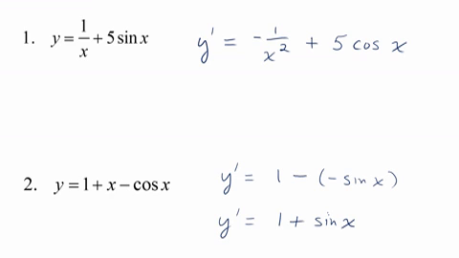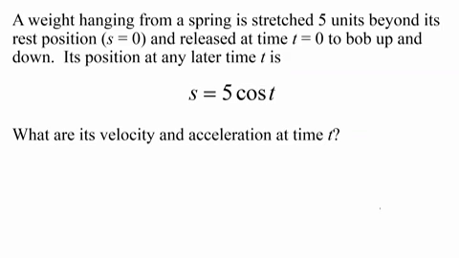We use sine and cosine to model the motion of a weight bobbing up and down on a spring. Let's see how. A weight hanging from a spring is stretched 5 units beyond its rest position, which implies s equals 0, and released at time t equals 0 to bob up and down. Its position at any later time t is found by s equals 5 times cosine t. What are its velocity and acceleration at time t?